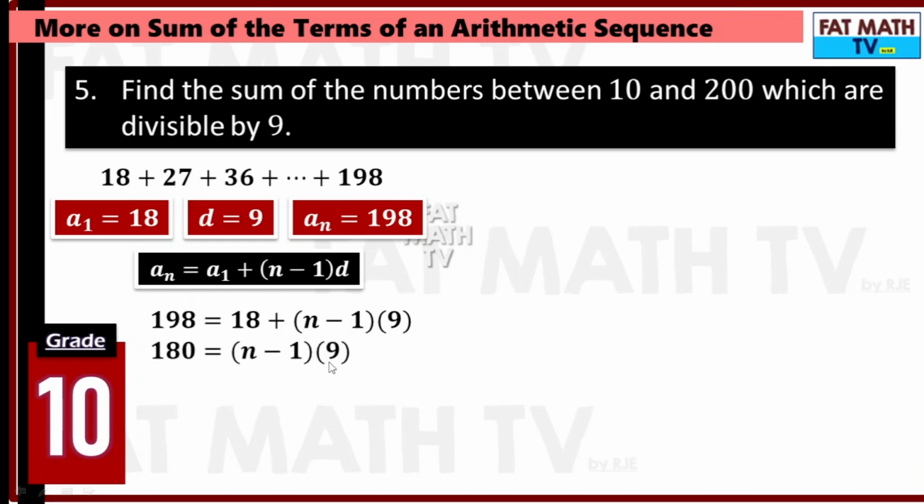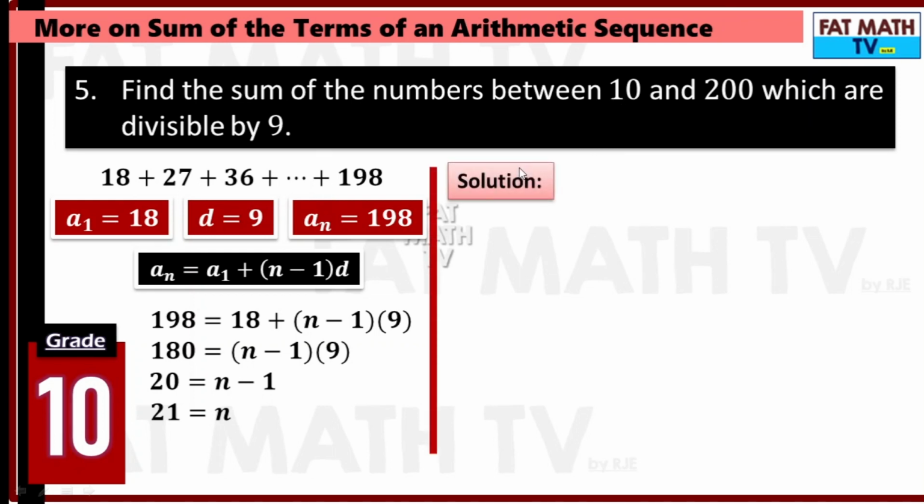Copy n minus 1 times 9. Divide both sides by 9. 180 divided by 9, that is 20. And we will be left with n minus 1 on the right side of the equation. And then add 1 to both sides of the equation. N is equal to 21. So there are 21 multiples of 9 between 10 and 200.